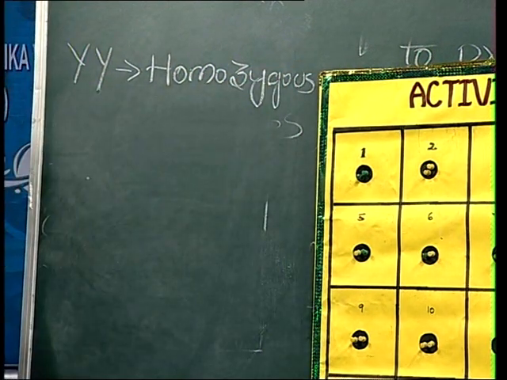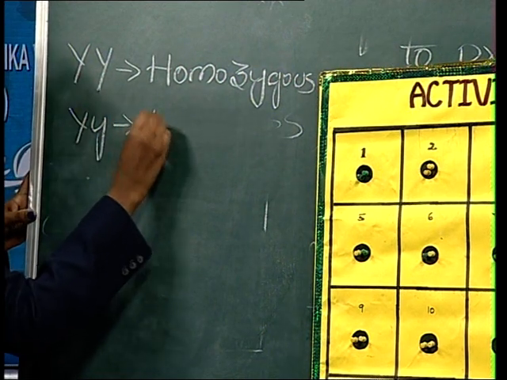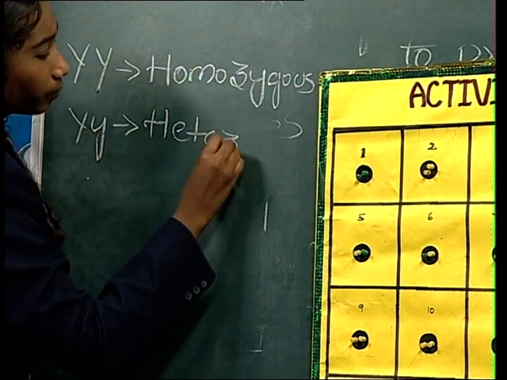If both factors have different types, like capital Y and small y, it is known as heterozygous type.